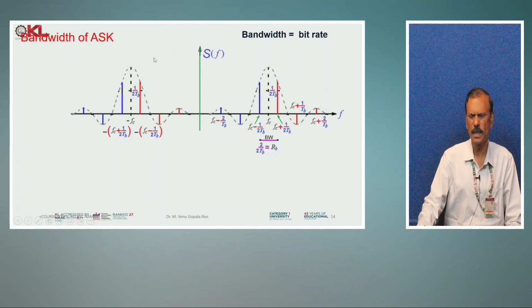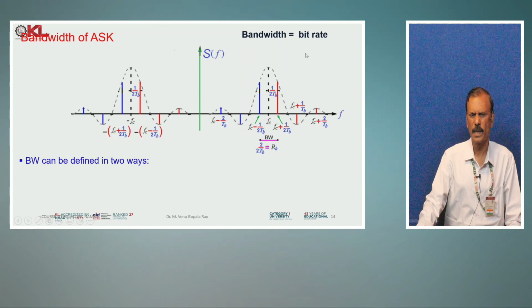As we have seen in AM, the bandwidth is the difference between the USB and LSB. Similarly here, we take the same kind of bandwidth. Each pulse is 1/2B, and here also 1/2B, so the difference between the highest and lowest can be represented as R_B, the bit rate. So the bandwidth of ASK is simply the bit rate.